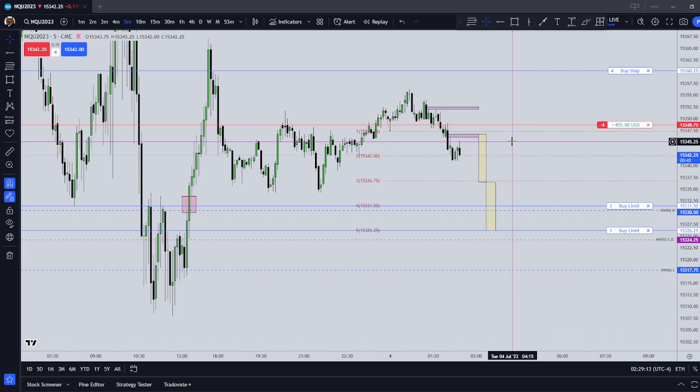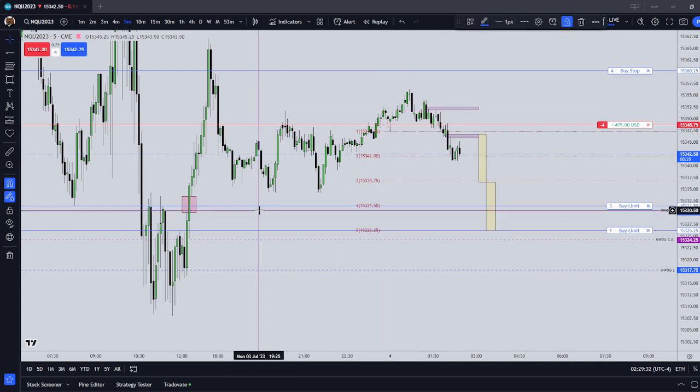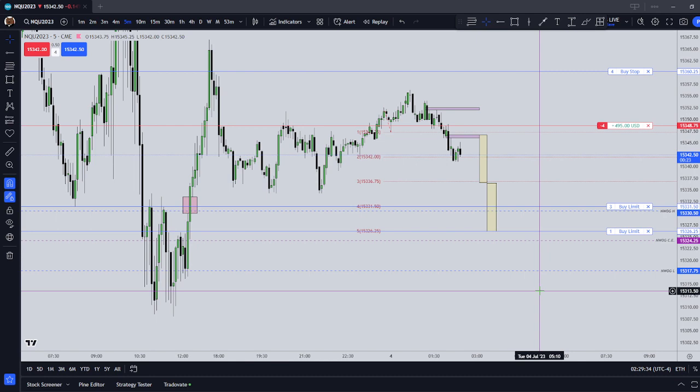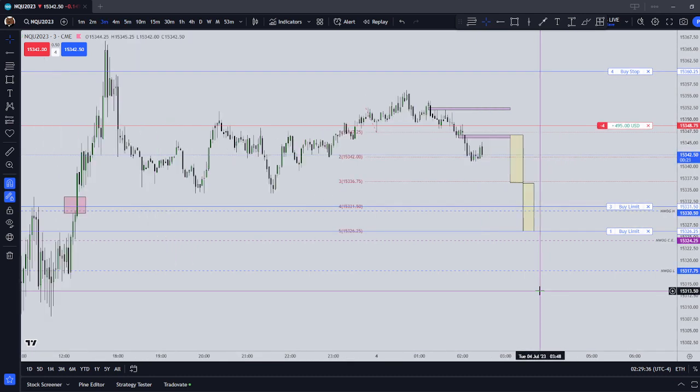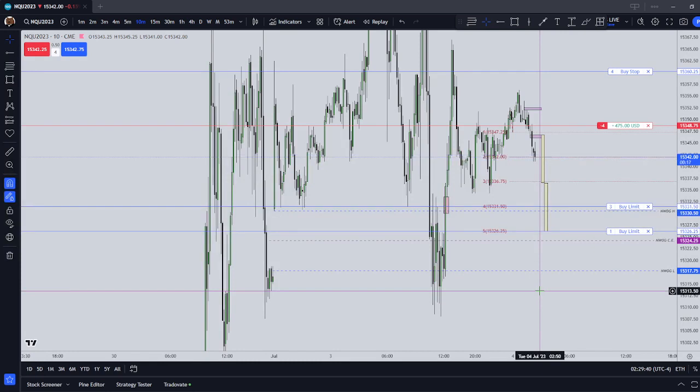So, the most important thing is not the PD array. It's where's price going? Where does it want to go? What's it reaching for? That's it. That's why these standard deviation projection models, using advanced gap theory, using advanced breaker block theory, using new week opening gap. Guys, it's critical. You got to have an idea, at least, of where does price want to go? Where should it want to go?